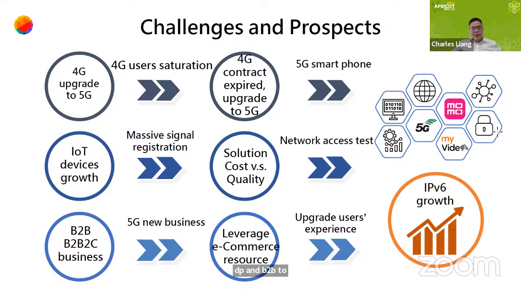The third one is B2B and B2B2C business. Enhanced mobile broadband, one of the service scenarios of 5G, is the extension of 4G. The new ultra reliable low latency communication and massive machine type communication belong to the business of B2B and B2B2C. In order to let 5G improve substantially, Taiwan Mobile will work its magic in mobile service to combine Momo's merit in e-commerce and integrate the resources of the company. At the same time, we will upgrade users' experience to boost improvement in the usage rate of IPv6.